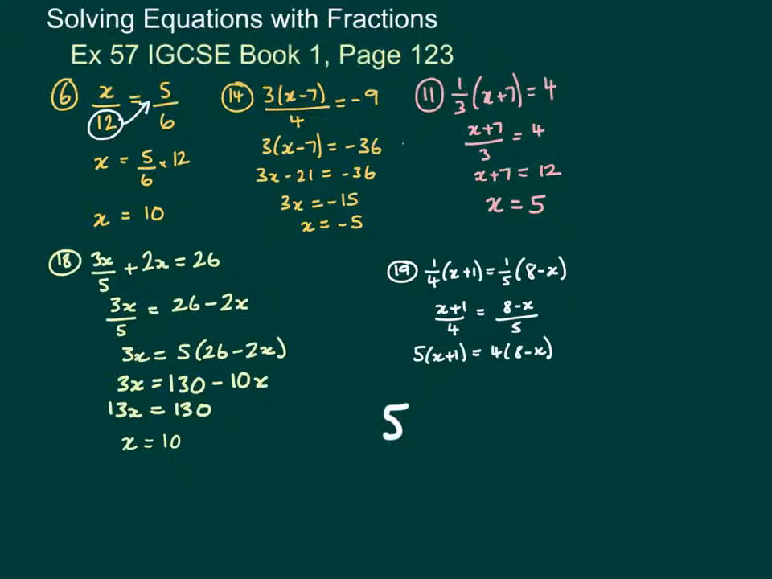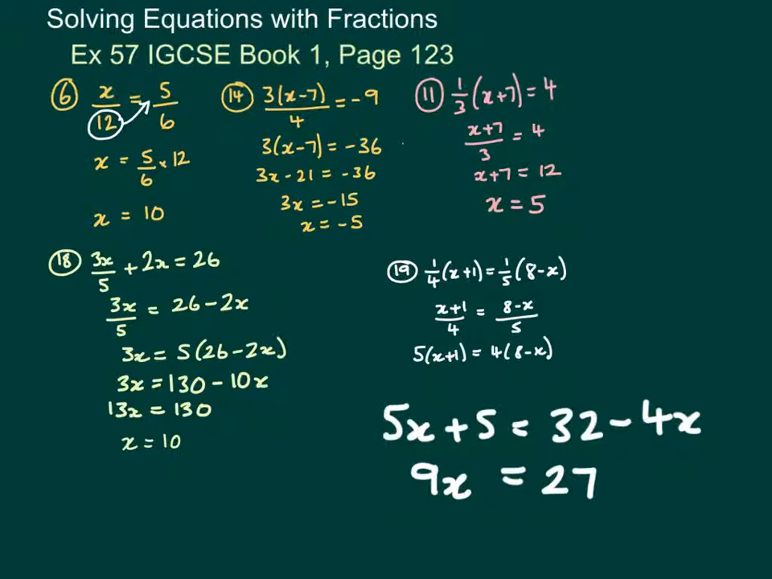Okay, and then as you've been solving these for years now, so expand the brackets. Group the x's on the one side, so I'm going to take the negative 4x across to the left hand side and the positive 5 across to the right hand side. So I'm going to get 5x plus 4x is 9x.